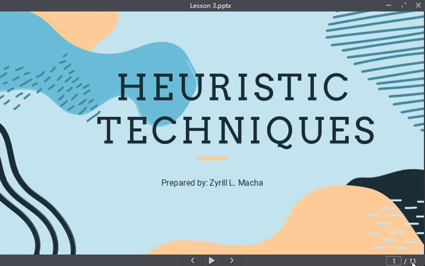So, for our today's lesson, we will discuss heuristic techniques. But before that, let us define what heuristic means. When we say heuristic, it means that you are enabling yourself to learn or to discover something. Now we will discuss what are these techniques that we can use in solving a problem.